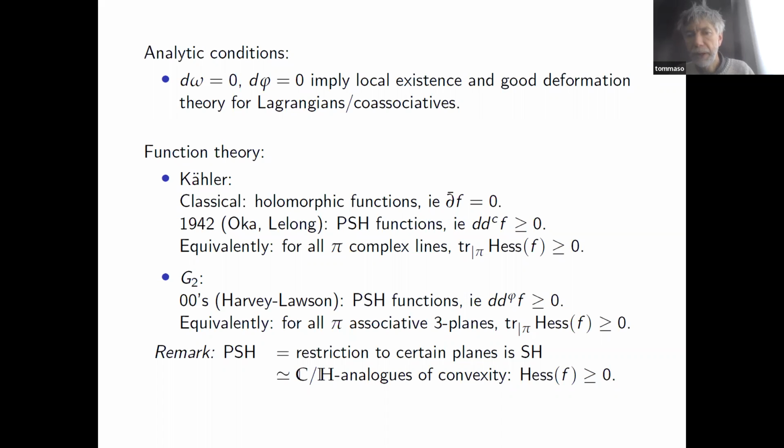And you want that to be positive in the sense that it gives positive values on oriented associative 3 planes. This is exactly the same definition as in the Kähler case, that d d^c of f you can calculate in the same way using omega. Yes, thanks. Yeah.